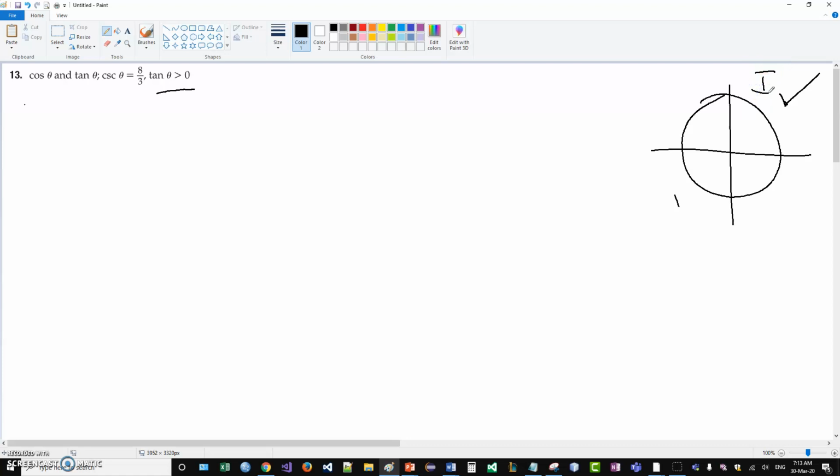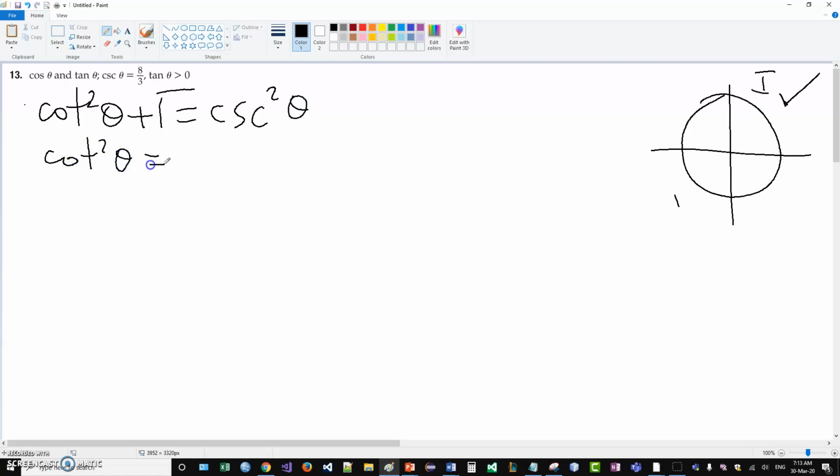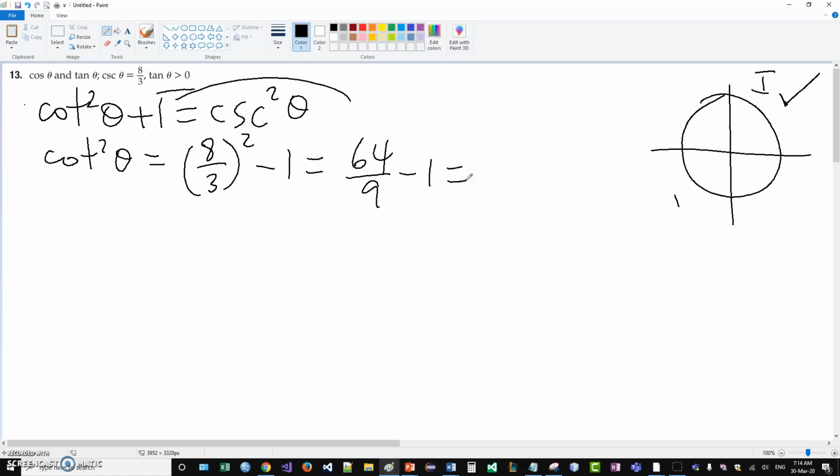Now let's continue. What we have is cosecant theta equals 8 over 3. Now from the Pythagorean identities, we know that cotangent square theta plus 1 equals cosecant square theta. That means cotangent square theta equals, move the 1 right here, cosecant square minus 1. That's 8 over 3 squared minus 1. 64 over 9 minus 1 equals 55 over 9. That's cotangent square.